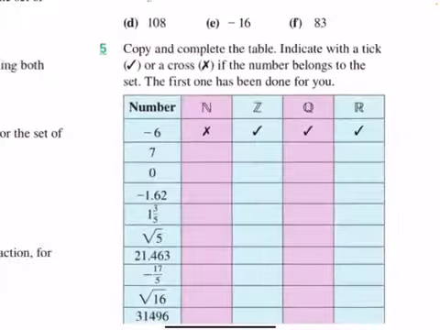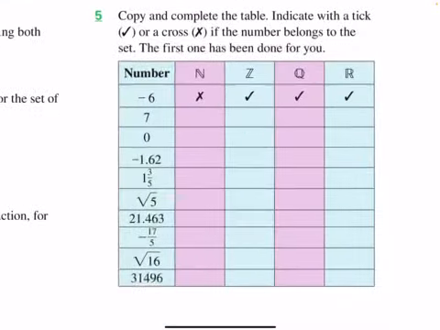Yes, as you can see, square root of 5 is crossed out for natural numbers, crossed out for integers, crossed out for Q, and only checked for the real numbers. It's only part of the real number system.